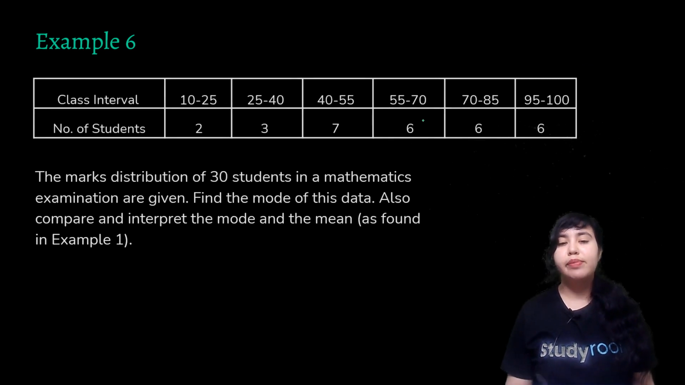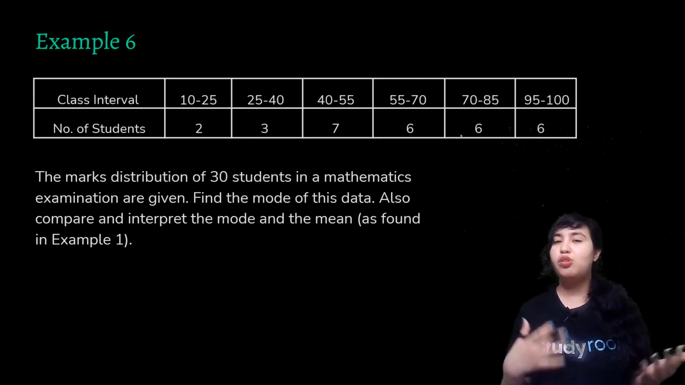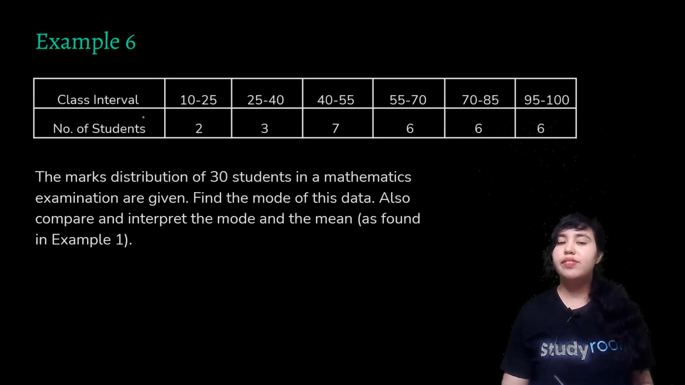Then we have another example. Look at the data and tell me if it is grouped or ungrouped. It is grouped. You've been given the class intervals and the number of students, which means this is Xi and this is Fi. This is the frequency table column. What you need to do is find the mode of this data.